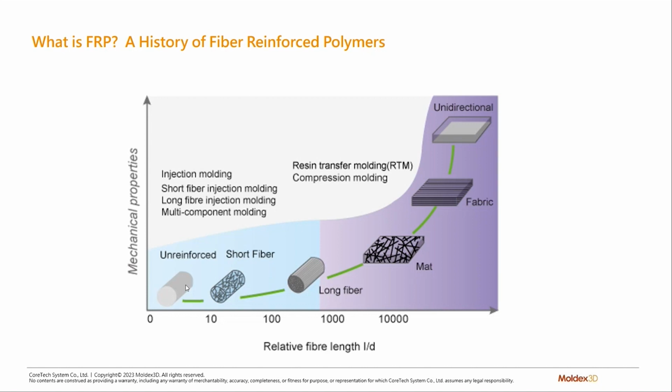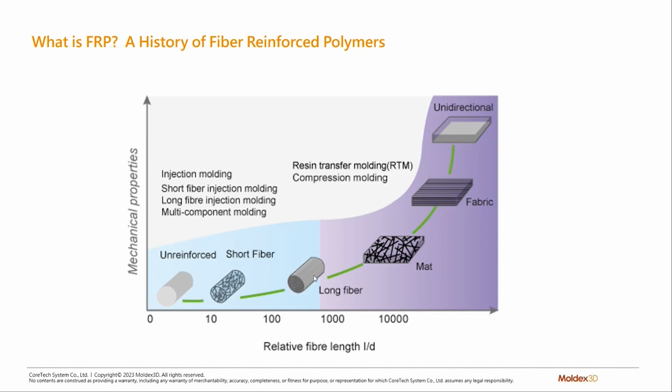So we have unreinforced polymers. Obviously, these are just the virgin polymer. There are no fibers or any sort of fillers involved. But when we introduce short fibers, we do get a small boost in the mechanical properties, and we do get a little bit of complexity introduced into the flow based on the interactions of the fibers with the polymer, and also based on the interactions of the fibers with one another.